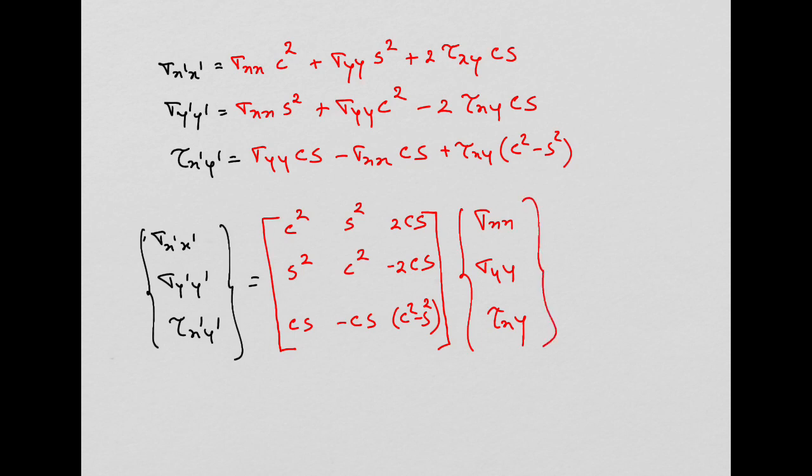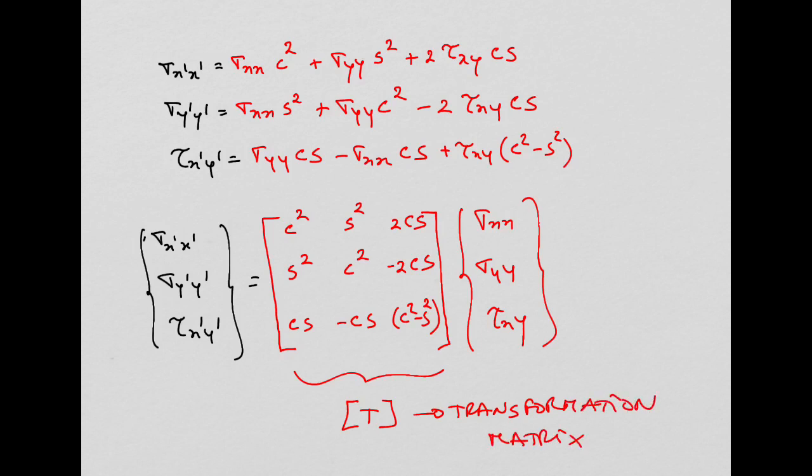Stress transformation. This matrix, we call the transformation matrix. It allows me to transform the stresses from one coordinate system to another coordinate system, knowing this angle theta between x and x prime. That's it. And then I can transform from x to x prime or the other way around, right? I just need to invert the matrix.